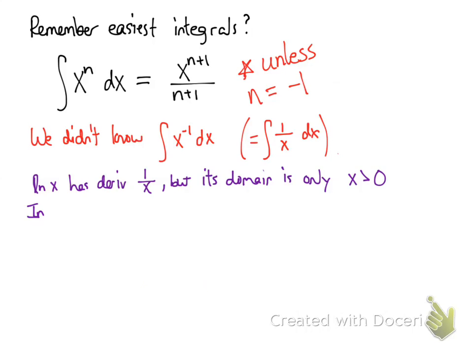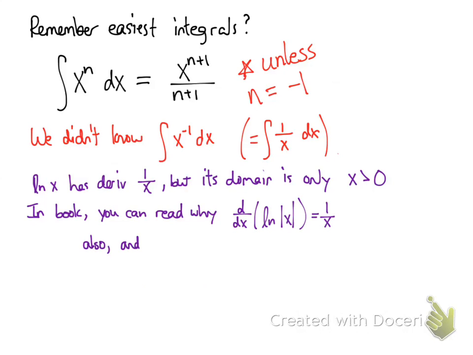The natural log of x is sort of the first thing you would think of, but its domain is only positive numbers. And in the book, they show why we can actually use the natural log of the absolute value of x. It has the same derivative, 1 over x. And its domain is all real numbers except for 0. So it's the same derivative, so it's another antiderivative, but it's got a bigger domain. So that's what we use.